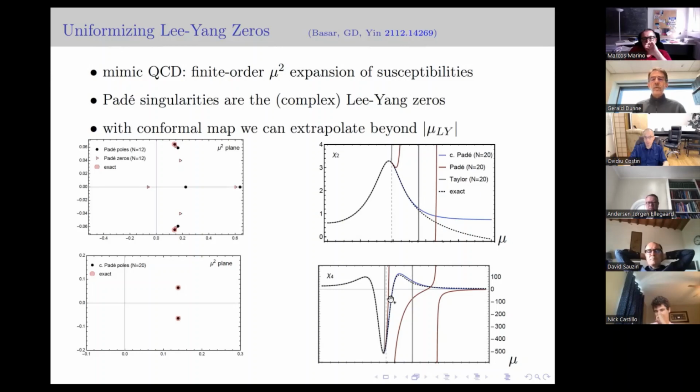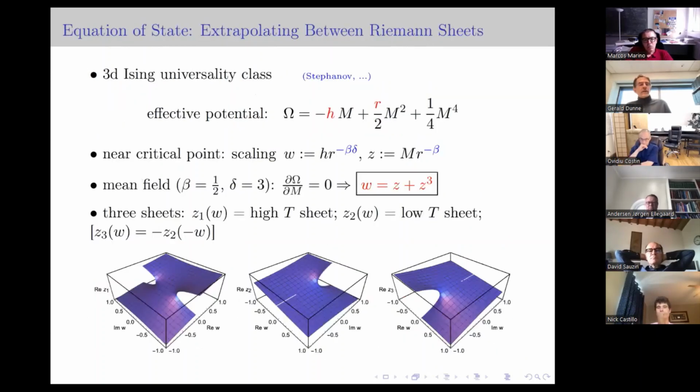Whereas with the conformal map, which is the blue line, we see that it's structurally quite close. And this would be extremely accurate at the level of the precision of experiments. So that's encouraging. But we can actually do something more.